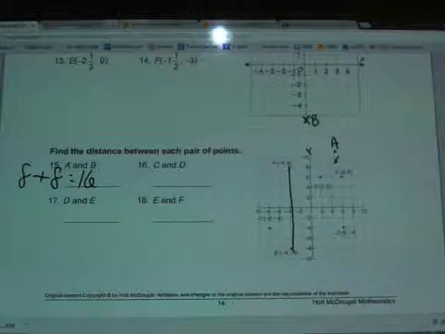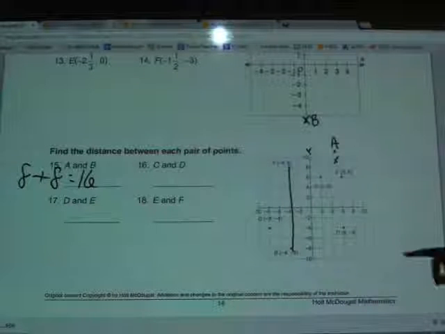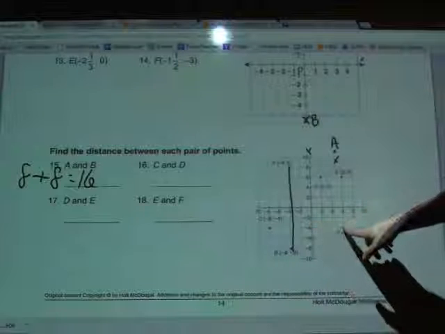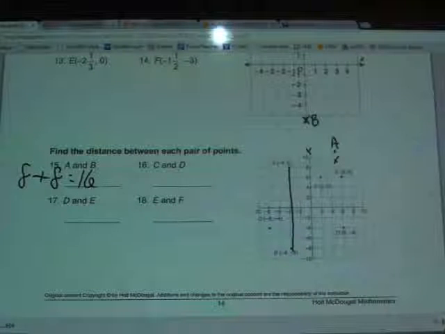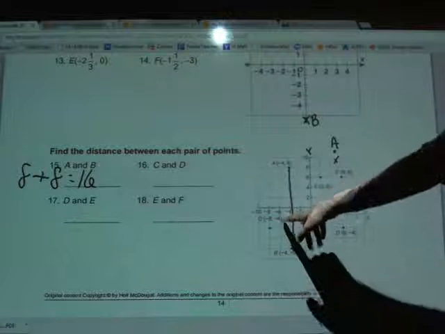All right, let's go ahead and look at question 16 to finish. We're looking for the distance between C and D. So here's C and here's D. Now again, if you're having a hard time remembering what do I subtract, look at the y values here.